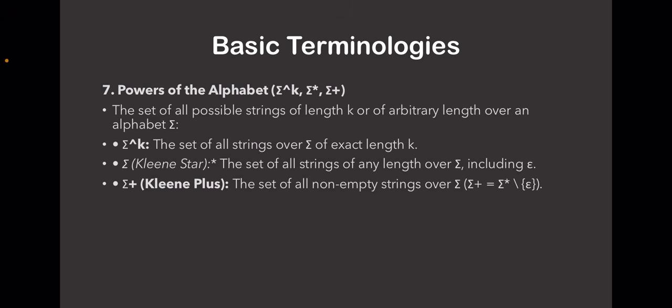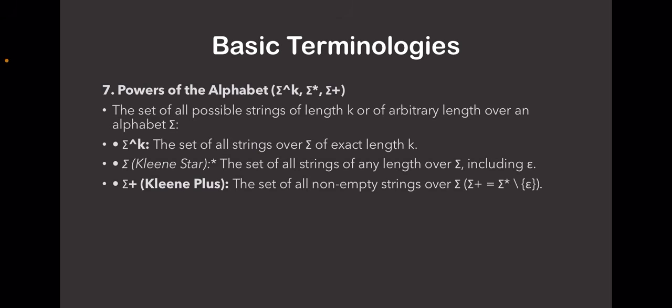Powers of the alphabet. The set of all possible strings of length k over an alphabet is called the power of the alphabet. So we can have sigma to the power of k, where k can be any number at all. So it can be 2. In that case, it will be the set of all strings over the alphabet of length 2.